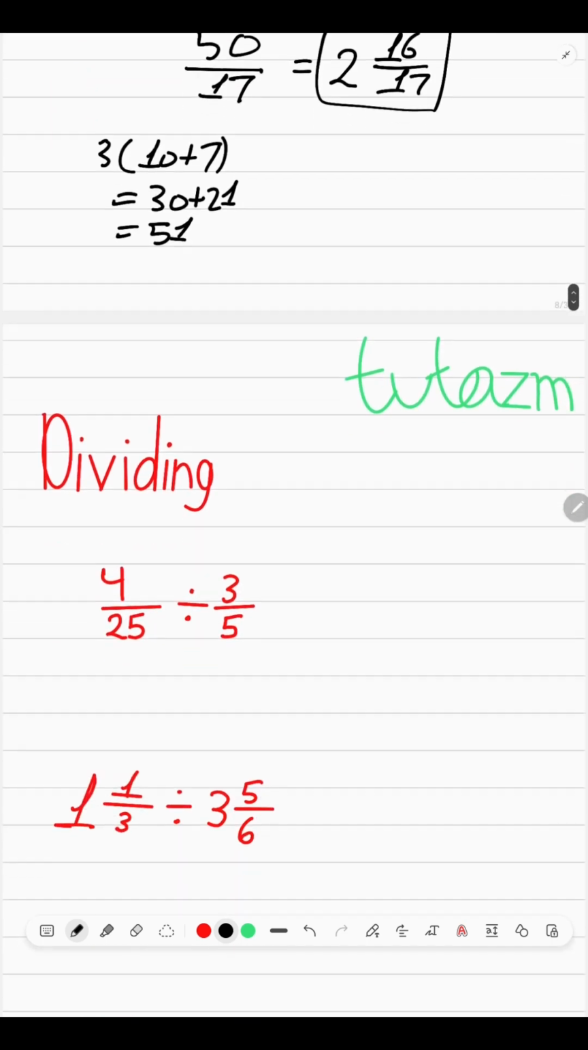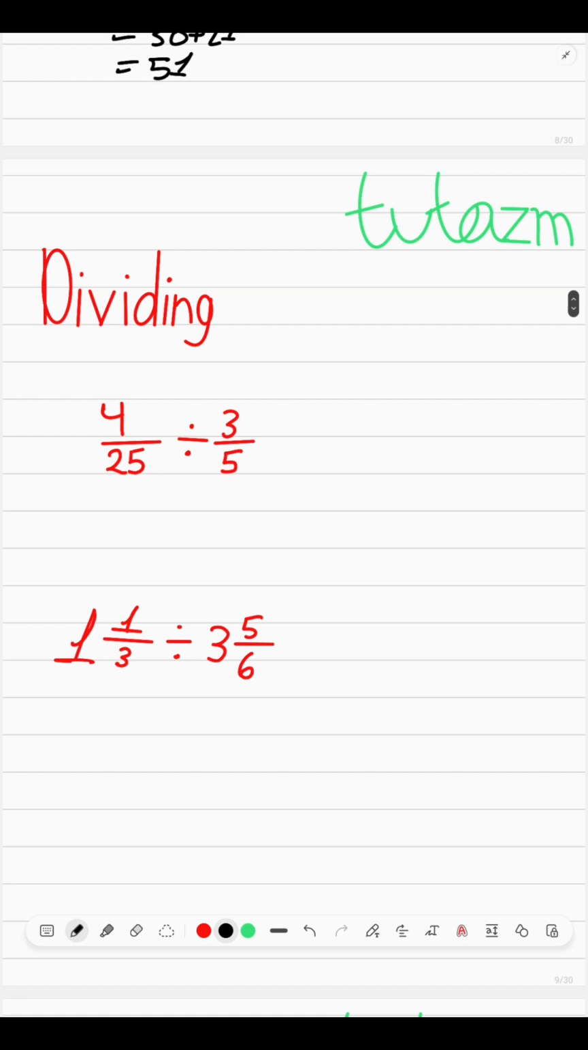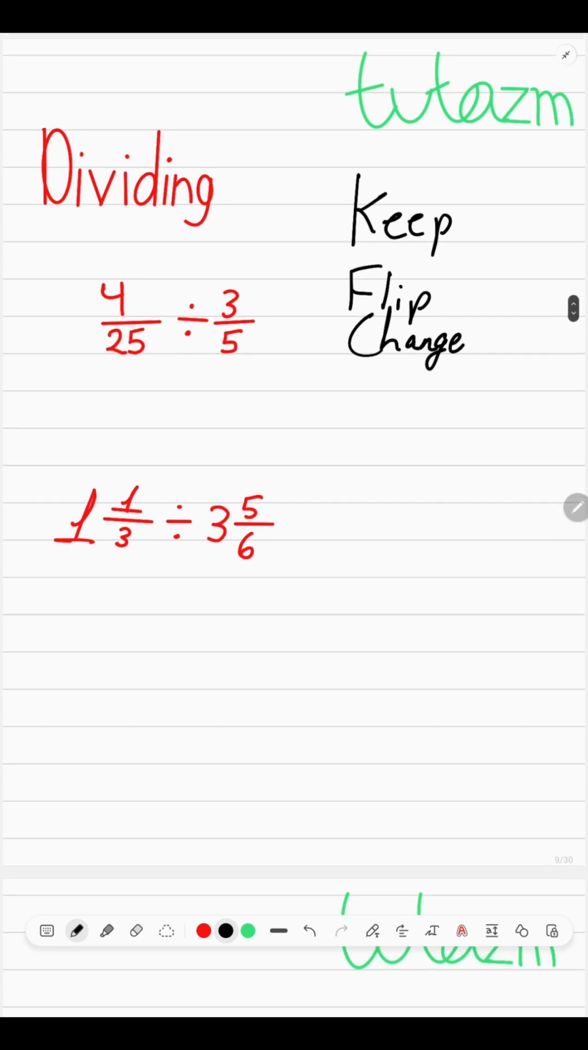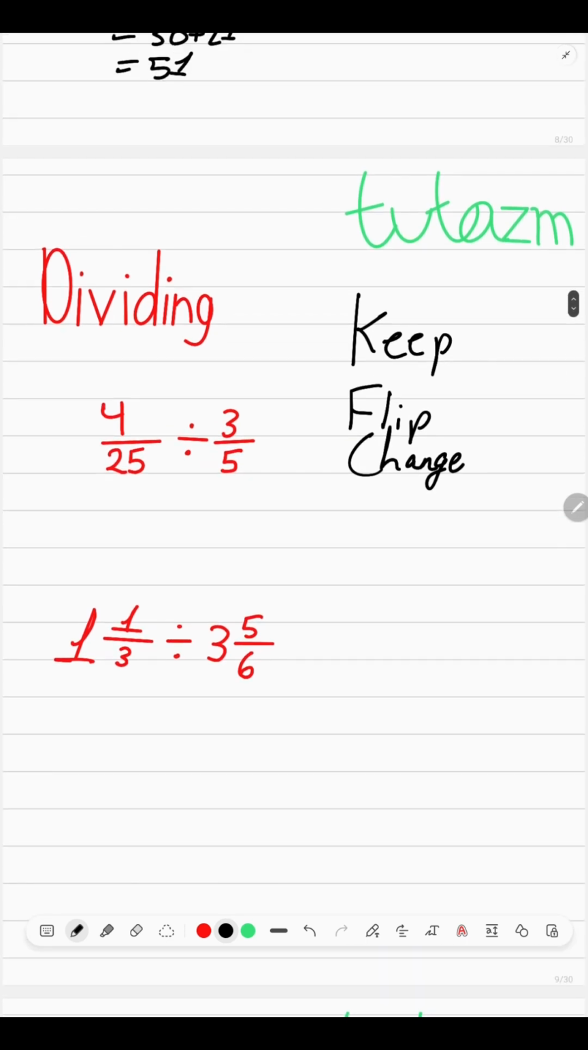Alright, let's move on to dividing fractions. So when dividing fractions, there is this acronym that I like to use, which is KFC. Yeah, like the fried chicken brand, but instead of fried chicken, it is keep, flip, and change. You keep the original fraction, you flip the second fraction, and you change the sign from a division to a multiplication.